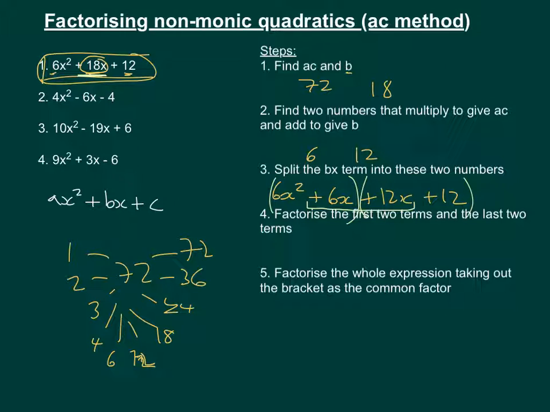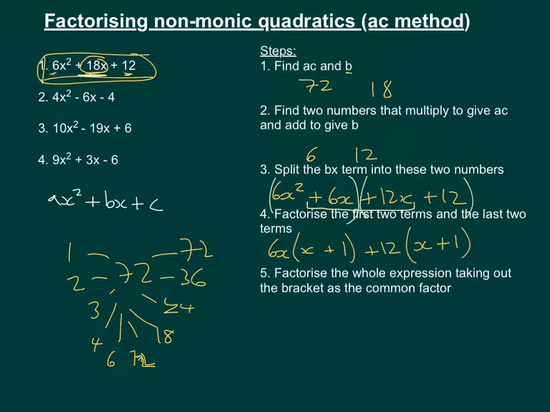And what we're going to get from this first bracket here, we can take out a 6 and we can also take out an x. So we're going to get 6x on the outside, and on the inside we're just going to be left with x plus 1. And from the second one we can take out a 12, positive 12, and we'll be left with x plus 1 on the inside.